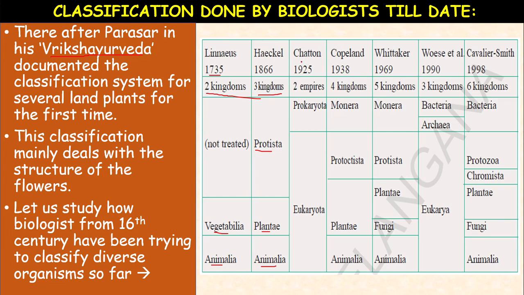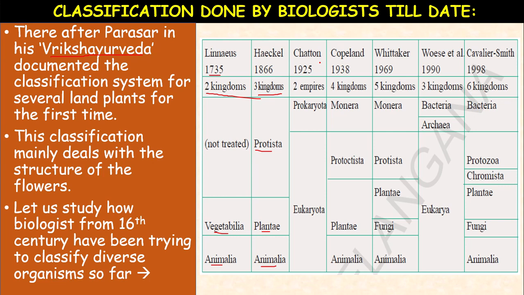Later, Chatton in 1925 introduced two empires. He didn't call them kingdoms, he called them two empires, Prokaryota and Eukaryota. The Prokaryota includes primitive organisms and Eukaryota includes multicellular higher organisms.